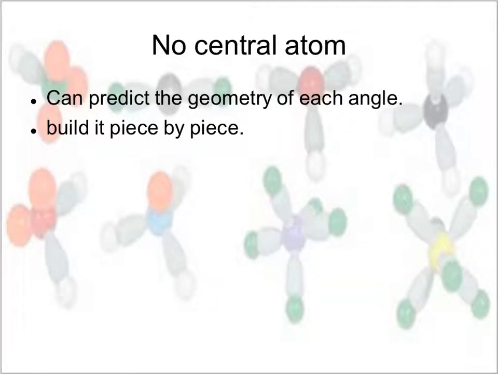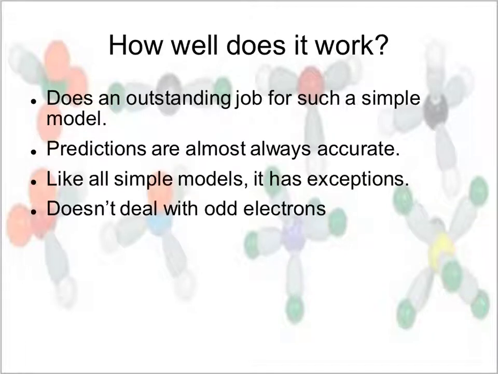If you don't have just one central atom, sometimes you might have multiple central atoms. You can still predict the geometry around each one. You're just going to have to do it piece by piece. You're going to have to look at each central atom separately.